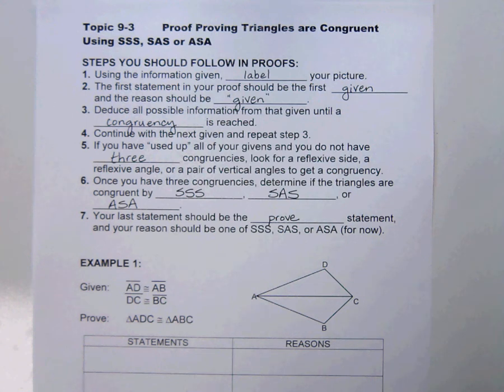And then once you find it, you're going to have one of the three choices: side, side, side, side, angle, side, or angle, side, angle. And then your last statement should be your proof statement, and your reason should be one of those three. Just for now, we're going to do some different ones in the following sections, but today we're just going to work with those three. Okay, let's start with the first one.